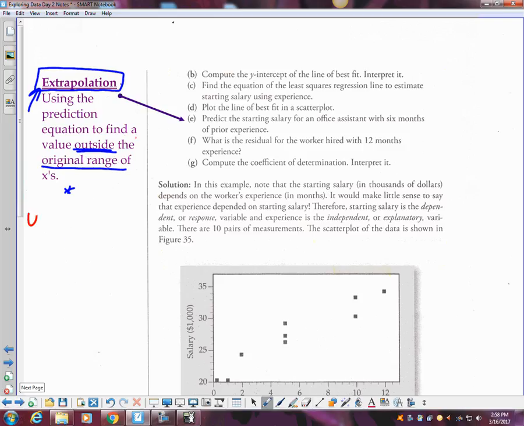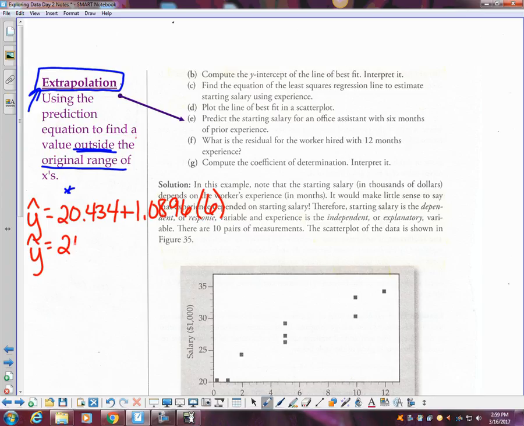So I'm going to use my prediction equation. And I'm just going to plug a 6 in for my x. Type it straight in. Do not lose the hat on your y. And I can say that the predicted starting salary for someone with 6 months experience would be $26,971.60.